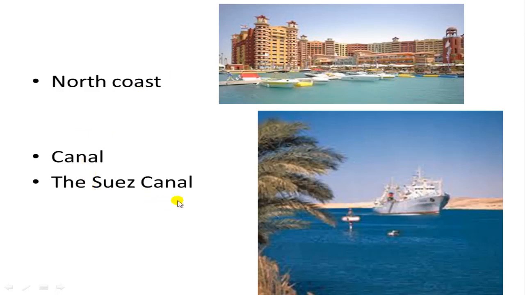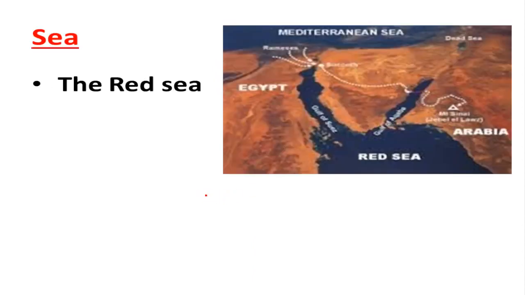The Suez Canal. This is the Suez Canal. The Suez Canal joins the Mediterranean Sea and the Red Sea. The Red Sea. So this is the Red Sea in Egypt. It's between Egypt and Saudi Arabia.